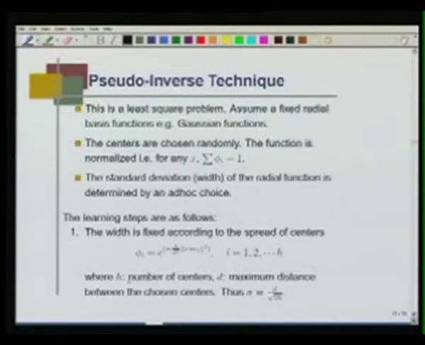Learning steps are as follows. The width is fixed according to the spread of the centers. So, your phi i is an exponential function, like a Gaussian function, e to the power minus h upon d square, times the norm x minus ci, the Euclidean distance between x and ci, square. Okay. So, this is the distance square. So, h is the number of centers and d is the maximum distance between the chosen centers. So, what is the meaning of this maximum distance between chosen centers?